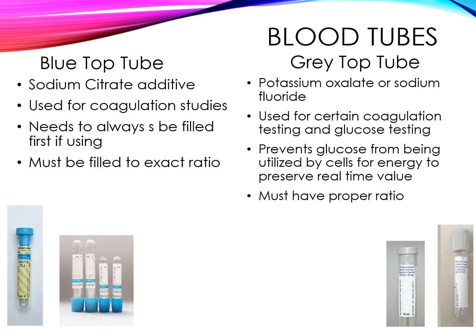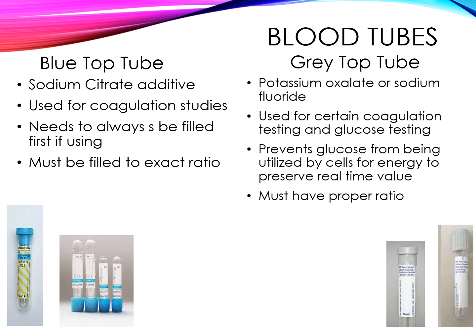The blue top tubes are what we call our coagulation tubes. Most tests that we do to see if a patient is having coagulation issues are done off of the blue top tube. Most common are the PT and the PTT, for example, prior to surgery. The blue top tube has sodium citrate in it.